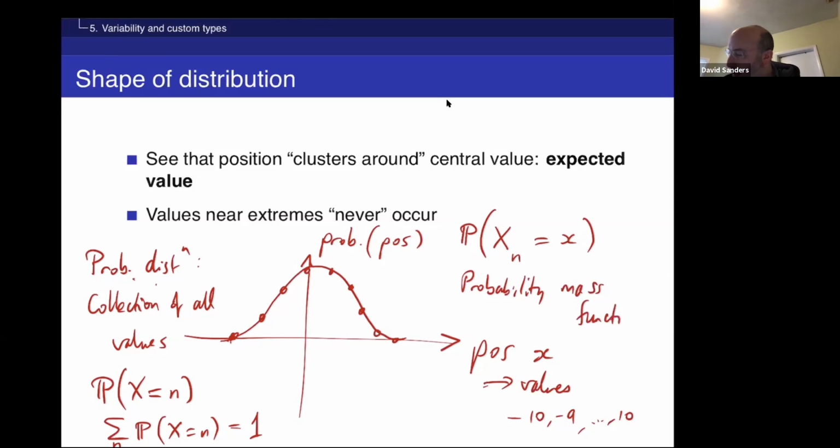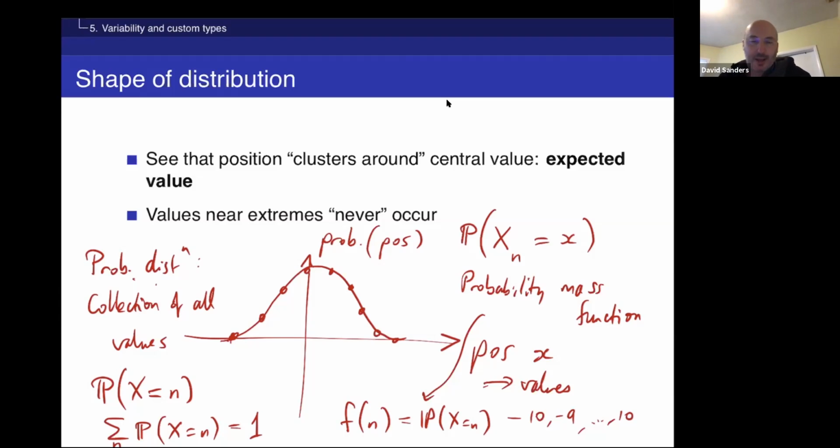That's the function that, for f of n, equals the probability that I'm at that position. So there's two different concepts. One is a function that, given a value, gives me the probability of being at that value, and then the probability distribution is the collection, the set of all those values.